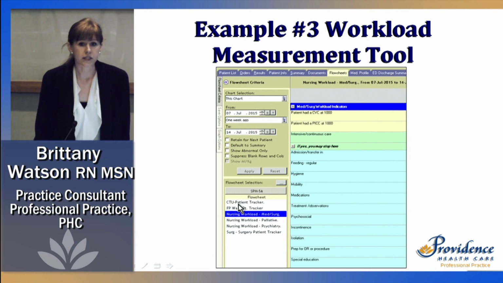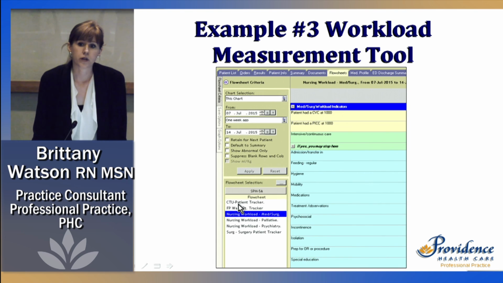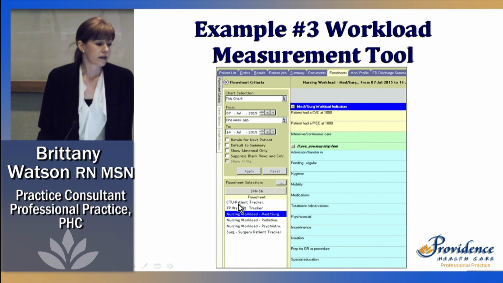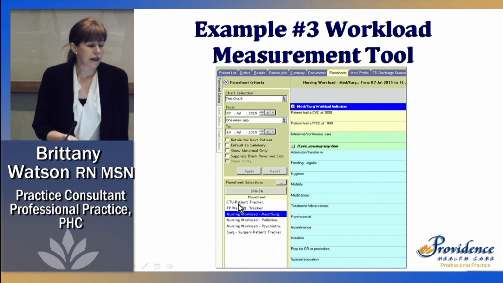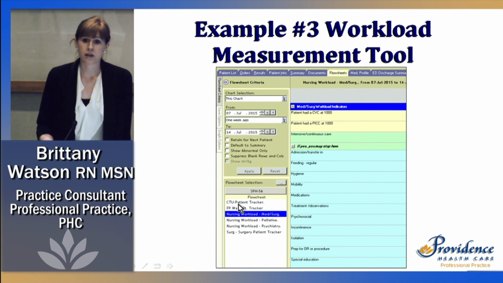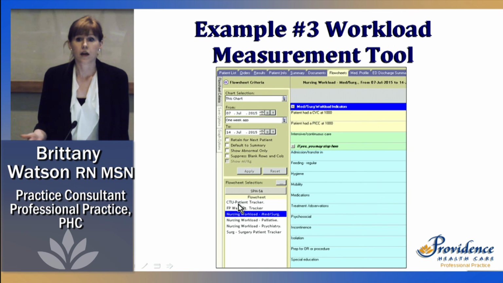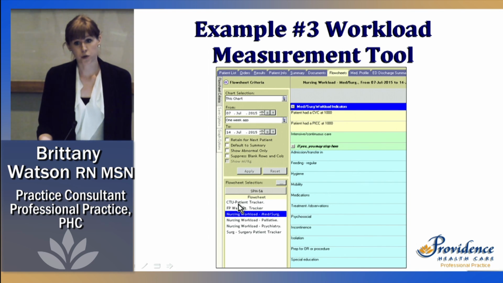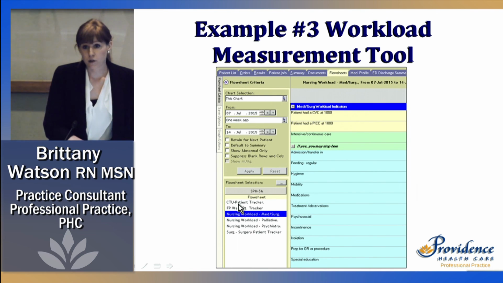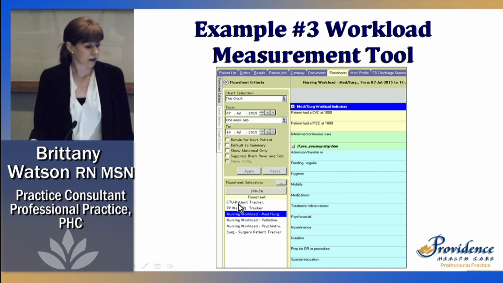And last but not least is our workload measurement tool. As many of you would be familiar with on the clinical wards, this can be used at times to help give a numerical value for the workload of an individual practitioner. And the values that these workload measurement tools produce can then be used for decision making when it comes to staffing and when it comes to the care model that's chosen within that unit. So once again, this is an example of how data can be used to help with decision making.